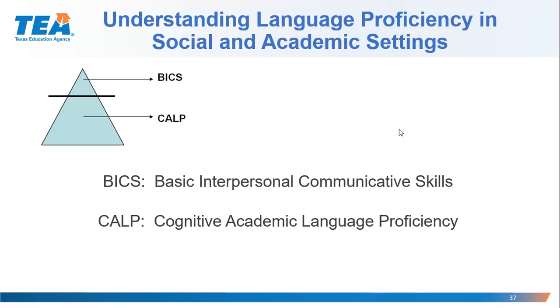BICS, the top part of the iceberg, is the everyday language needed for daily social interactions. CALP, which is the bottom portion of the iceberg, is the language needed to access learning in academic settings. This is the language the students need in order to think critically, understand and learn new concepts, process complex academic material, and interact and communicate in academic contexts. CALP takes longer to develop than BICS.